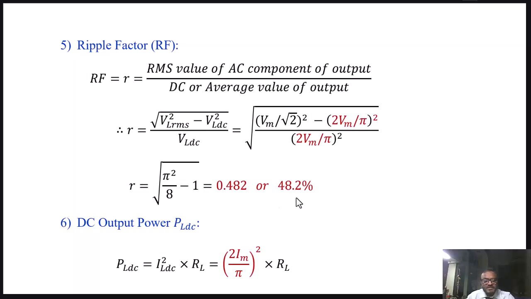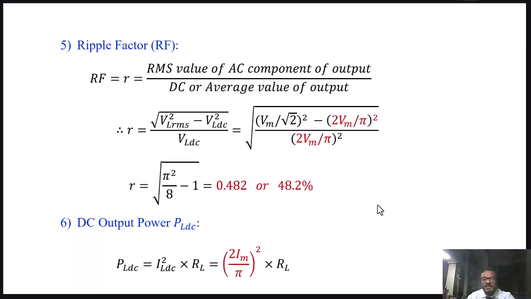48.2%. So it indicates that this rectifier converts the AC signal into DC signal with 48% unwanted ripple component at the output. Compared to half wave rectifier, this is much better because in half wave rectifier, the ripple factor is 121%. So therefore, full wave rectifiers are normally used in practice because their ripple content is less.